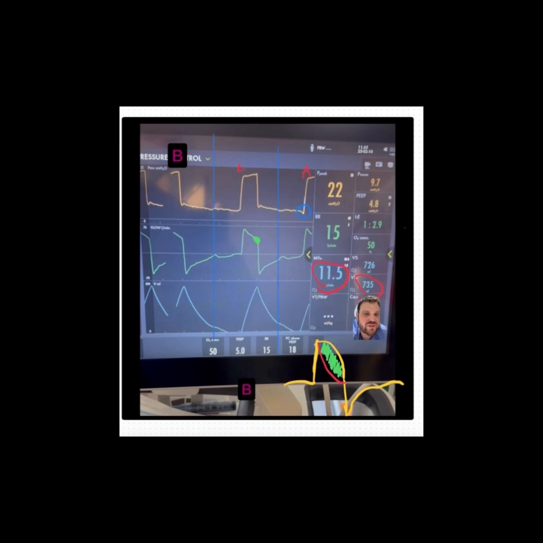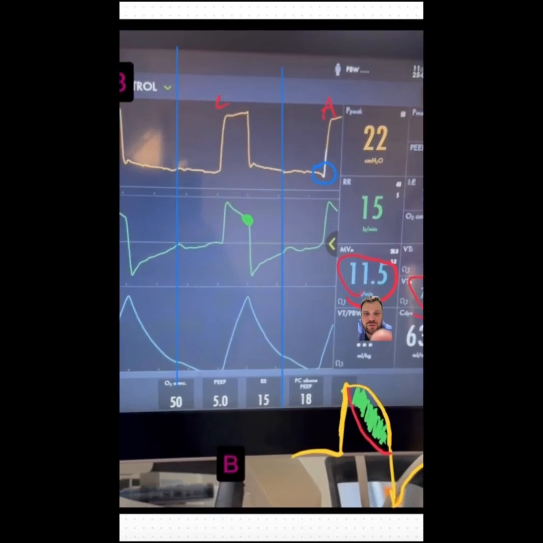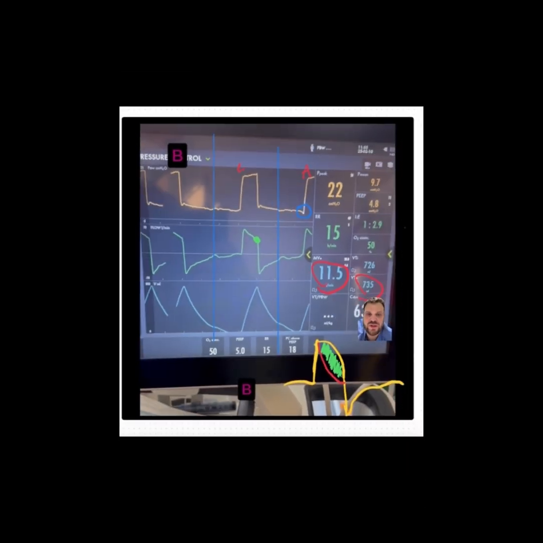So what you notice is that obviously the total volume has gone up quite high, right, into the 700s, which for this patient represented somewhere in the 9 ml per kg realm. Their respiratory rate slowed down significantly from 30 to 15, and because their total volume went up, they're able to maintain a similar minute ventilation.